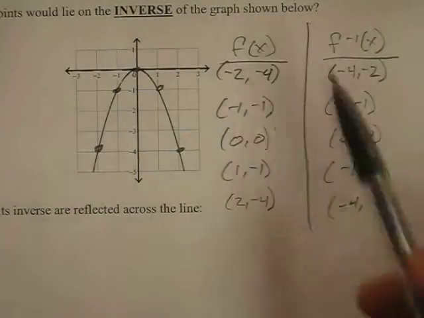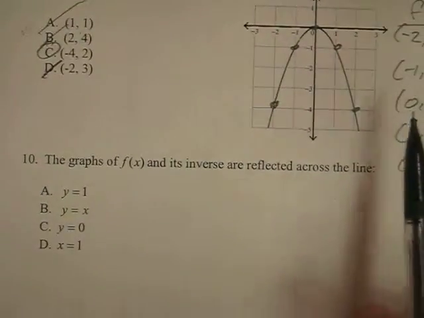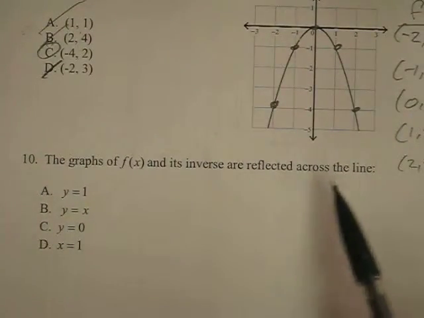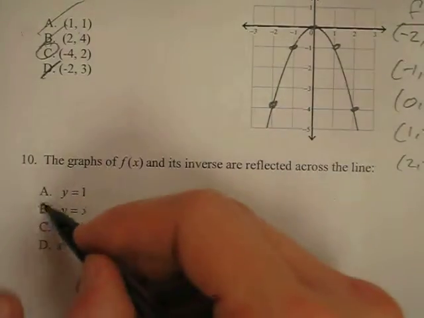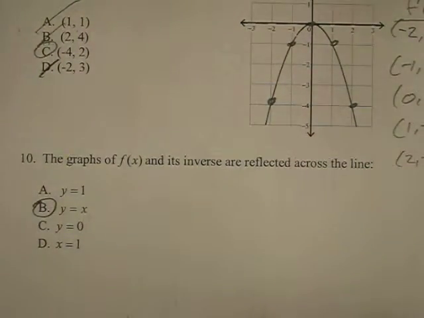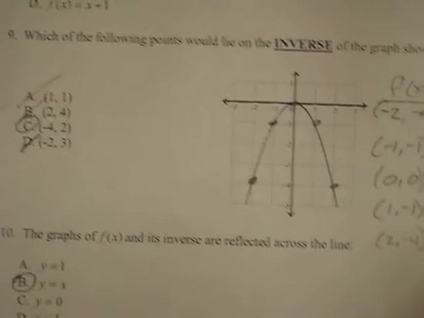You just find the points and then switch them. This is the inverse, and you have to answer the question. And the graphs of f of x and the inverse are reflected across the line y equals x. That would be my answer, and that's from your notes. Okay?